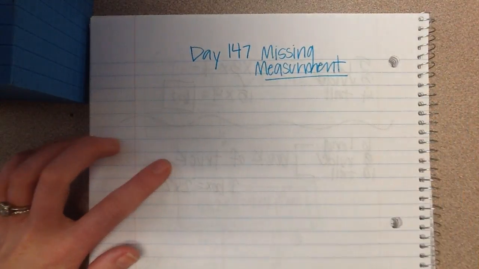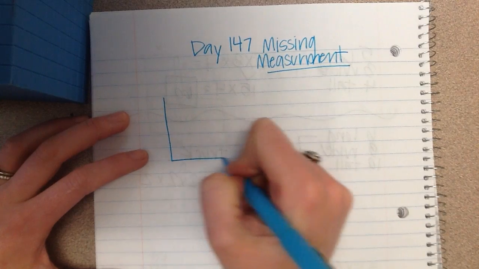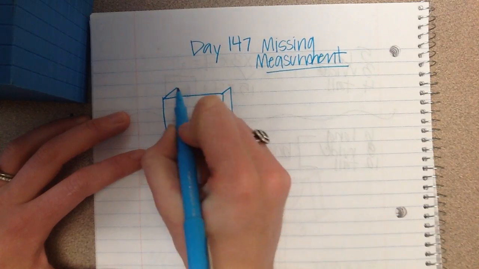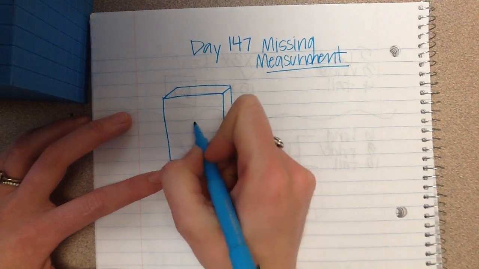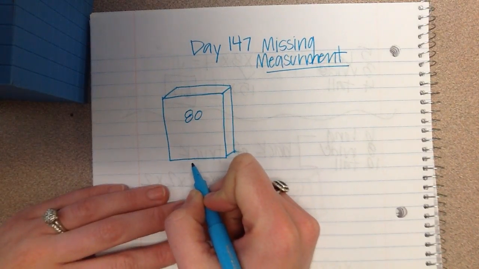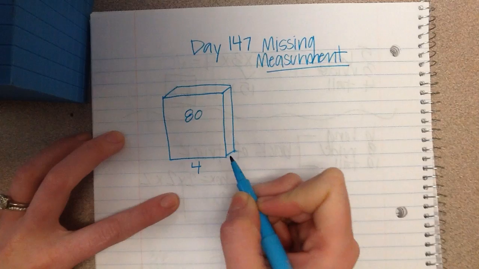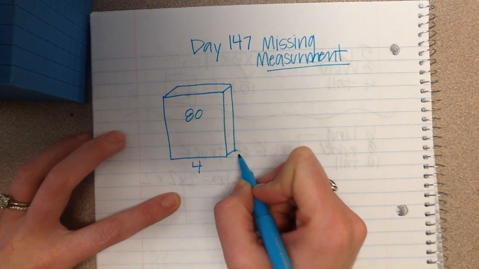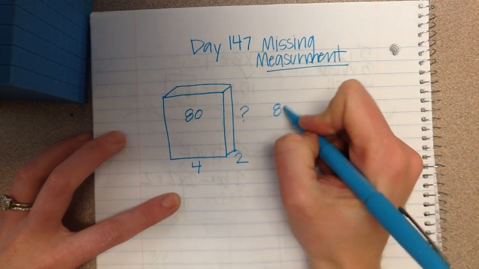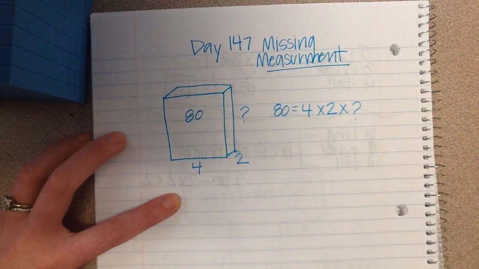Okay, so say for example we have a rectangular prism, and say it's 80, and this is 4, and this is 2, this is question mark. So we have 80 equals 4 times 2 times what?